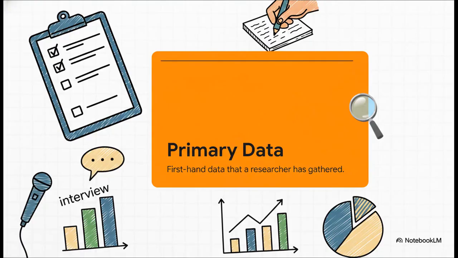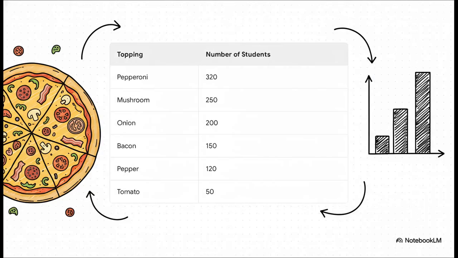To do that, we first have to understand what we're working with. A really key idea here is what's called primary data. Now, that sounds a little formal, but all it means is information you gather yourself for a specific reason. Like if you conduct a survey or do an interview, it's that raw, first-hand info. So, for example, let's say a cafeteria manager surveys almost 1,100 students to see what their favorite pizza topping is. The numbers in this table, that's a perfect example of primary data.